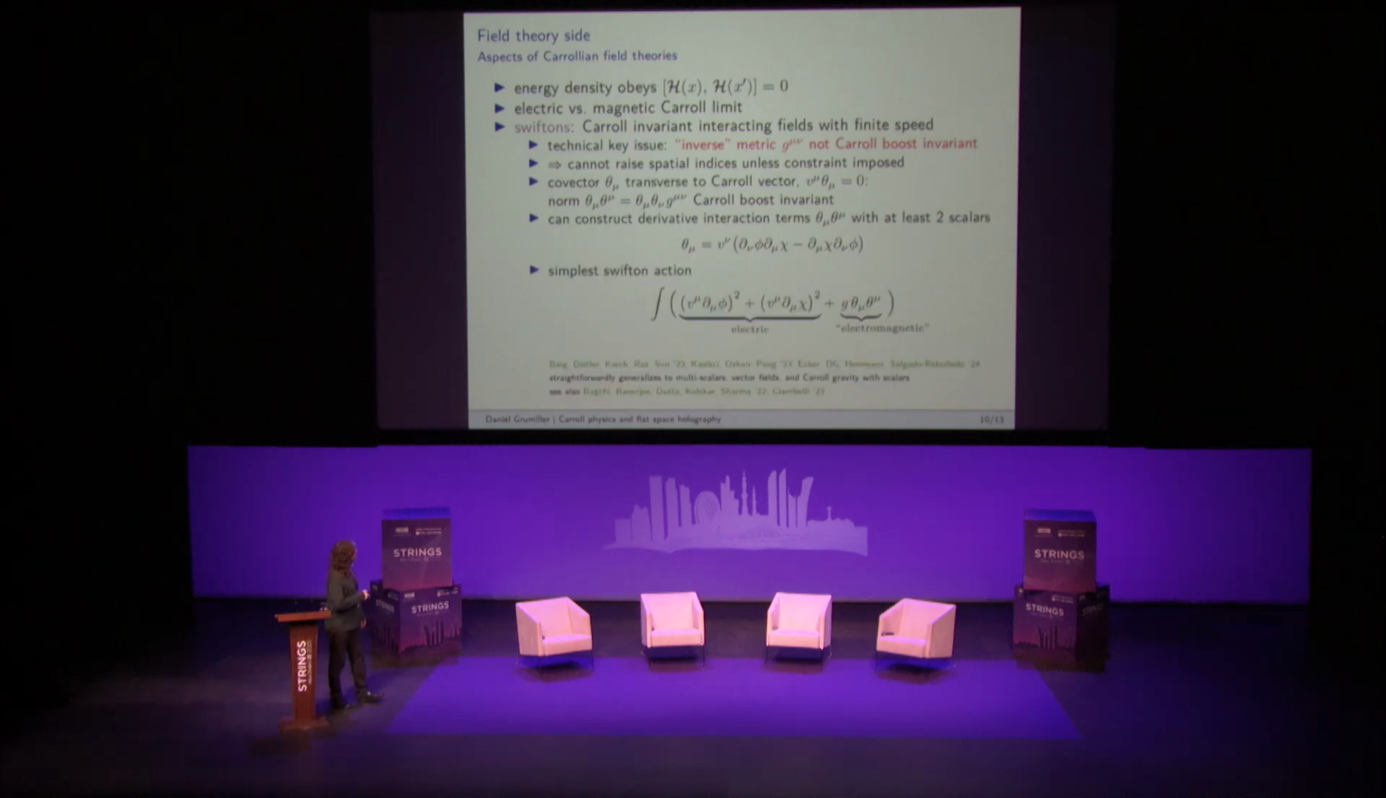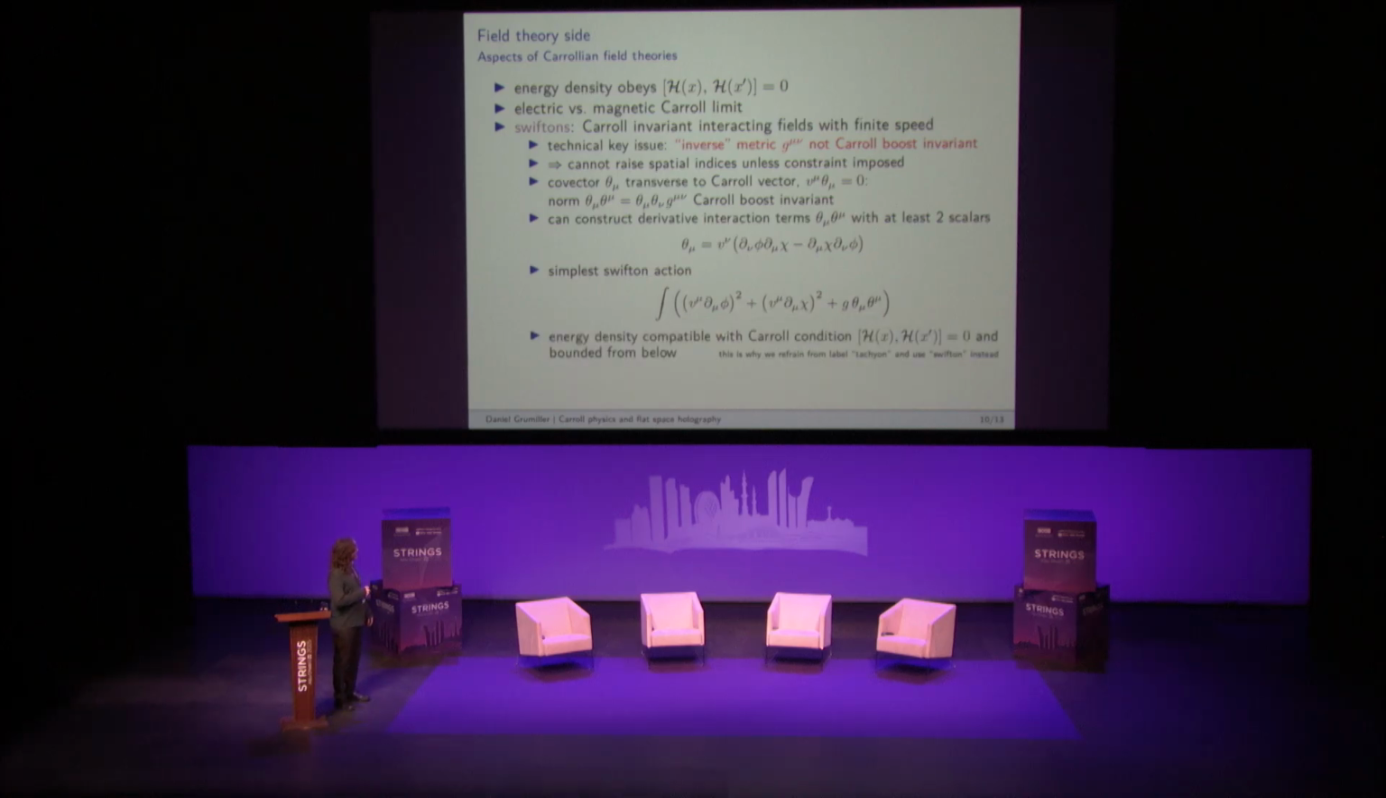So this leads to the simplest Swifton action. It consists of two electric kinetic terms and this interaction term. So you have (v^μ ∂_μ φ)² plus (v^μ ∂_μ χ)² plus g θ². And this was first discovered in a non-Carrollian context, in the context of space-time subsystem symmetries, by Baig, Distler, Karch, Raz, and Sun a bit less than 2 years ago.